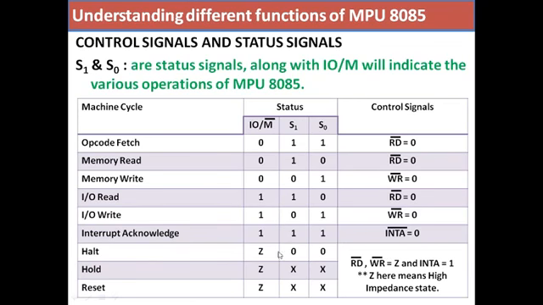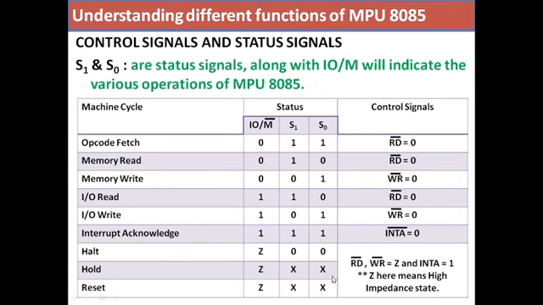Now, if somehow an interrupt has been generated, if someone has used the interrupt terminal, then these 3 will be 1 and INTA will go low, which will acknowledge that the interrupt has been accepted. Now, if the microprocessor is presently in the halt state, then the IO M-bar terminal will be in the high impedance state, and these two will remain 0. This means that the microprocessor is presently in the halt state.